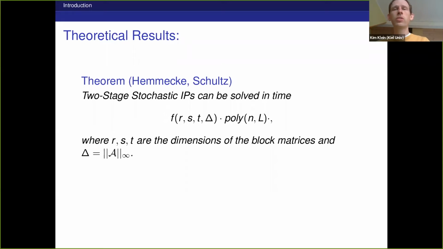And actually there was also some work done by Hemmecke and Schultz. They proved that those two-stage stochastic IPs can be solved in time f of r, s, t, and delta, and polynomially in n and L, the encoding length. So r, s, and t are the dimensions of the block matrices, and delta is the largest entry of the constraint matrix.